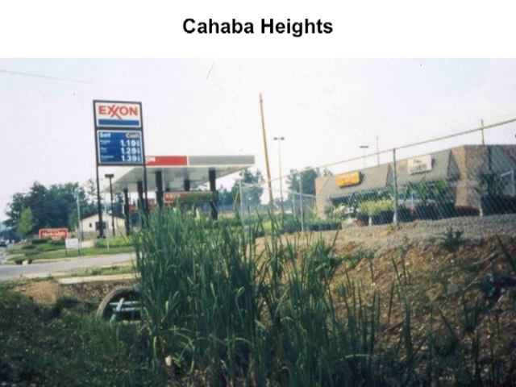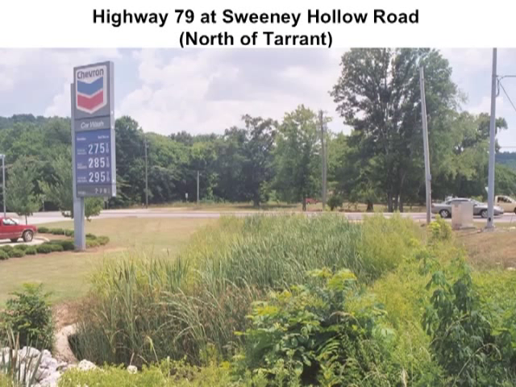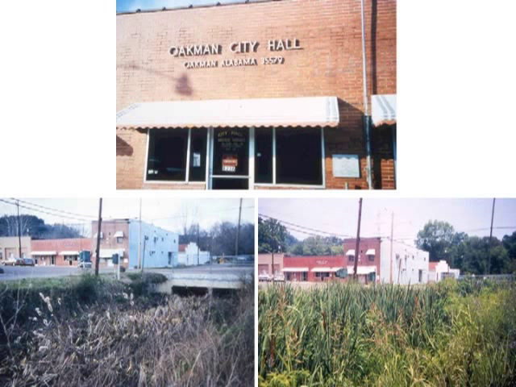This is in Cahaba Heights up near Birmingham. You can see the water from any runoff from the gas and oil leaking out of cars and automobiles is going directly into storm drains, but you've got some wetland plants here that are cleaning that water as it moves through the environment. Same thing, Highway 79 north of Tarrant, wetland plants cleaning water coming off of the service station as well as off of Highway 79 over here. Oakman City Hall has a, quote, drainage ditch running through downtown. There's the City Hall. But wetland plants have taken up there and are cleaning that water.